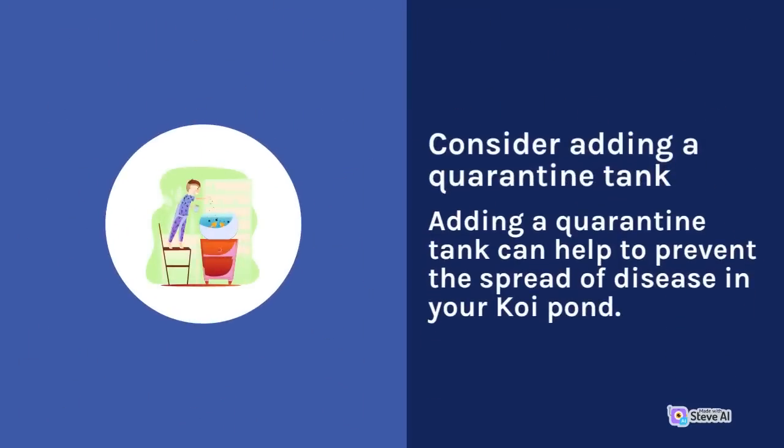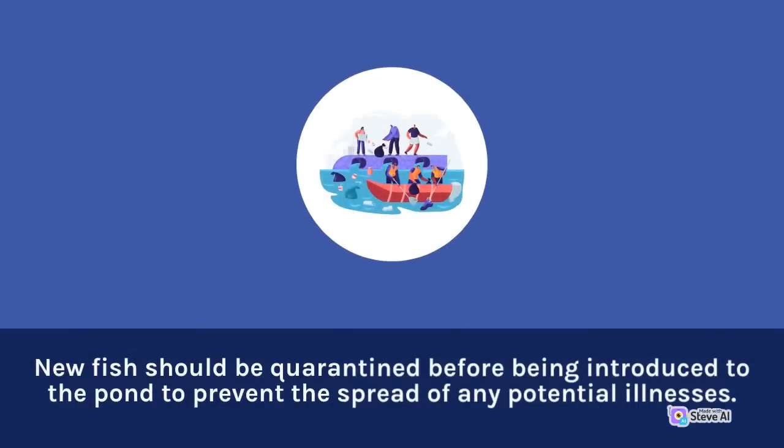Consider adding a quarantine tank. Adding a quarantine tank can help to prevent the spread of disease in your koi pond. New fish should be quarantined before being introduced to the pond to prevent the spread of any potential illnesses.